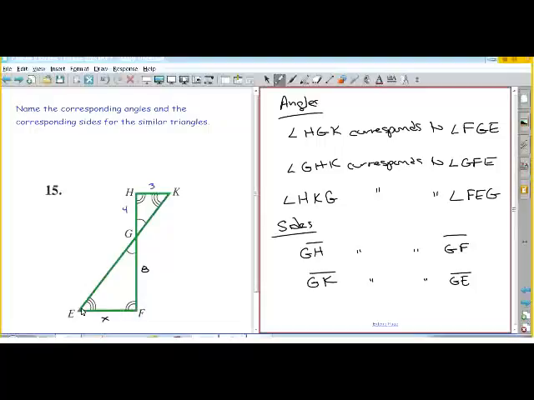And then finally, which one haven't we done yet? The horizontal line. So the horizontal line is HK, and that corresponds to FE. Now, I'm not going to ask you to do this on a test. You're going to have to be able to look at them and say, these sides correspond to each other, and you'll use that information. This is just to beat it into your head that you know what you're doing.